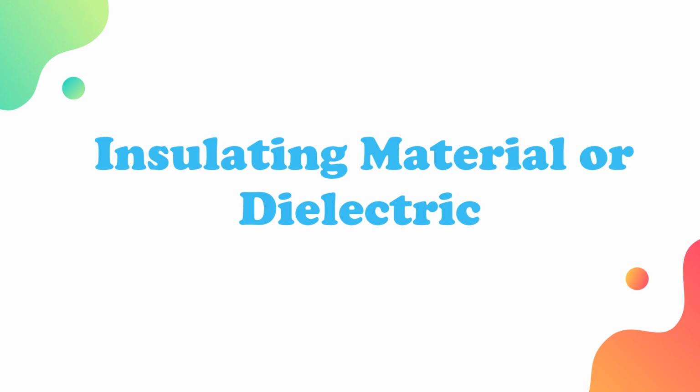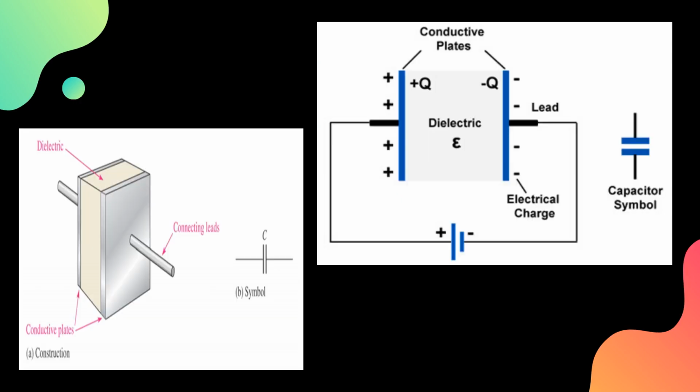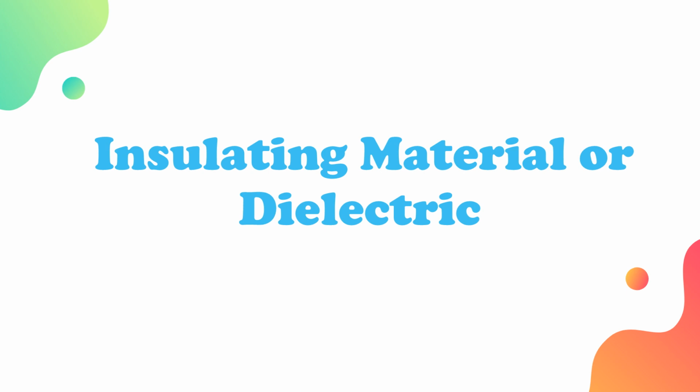The last factor is the insulating material or the dielectric between them. If you still remember, insulators are materials that resist the flow of charges. And as I have mentioned a while ago, the dielectric or the insulating material between the two plates resists the flow of charge. No electrons flow through the dielectric because it's an insulator. So the last factor is the insulating material or the dielectric.